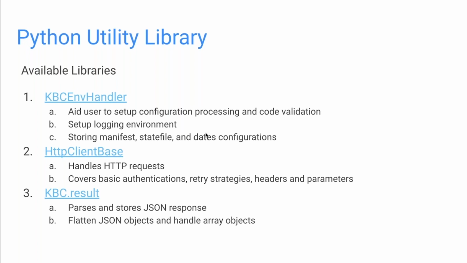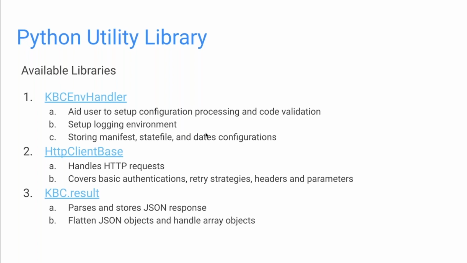The second library we have over here is HTTP client base. It handles a lot of HTTP requests. Its main purpose was to deal with the API requests or post requests. It covers basic authentications. There are also retry strategies within this library that can help us. If something fails, it will just retry it with the parameters you set in there. And also you can define headers and parameters for the HTTP requests.